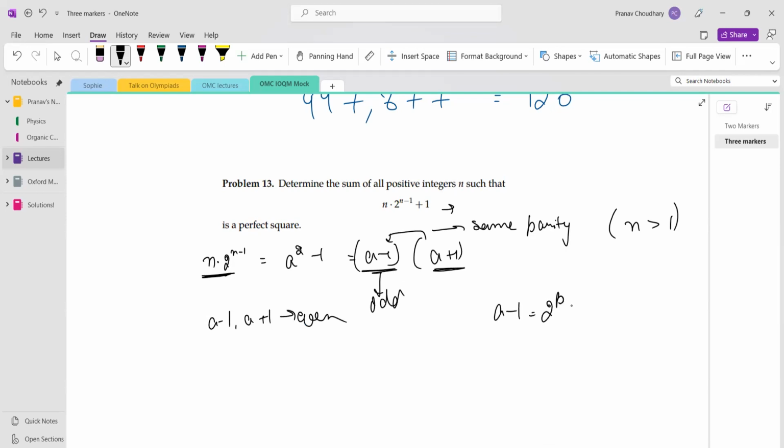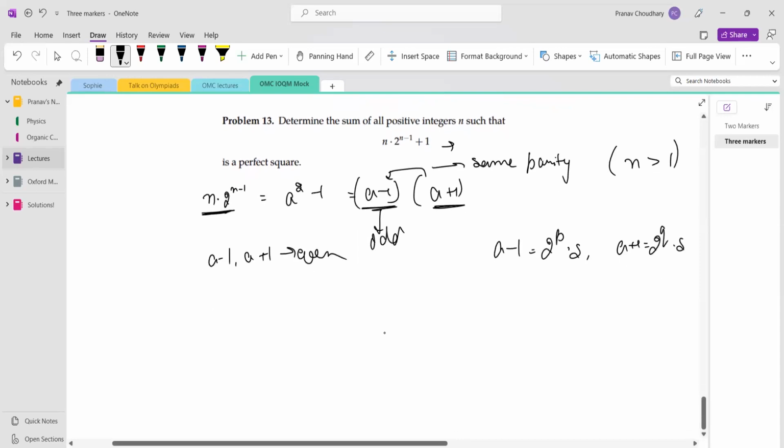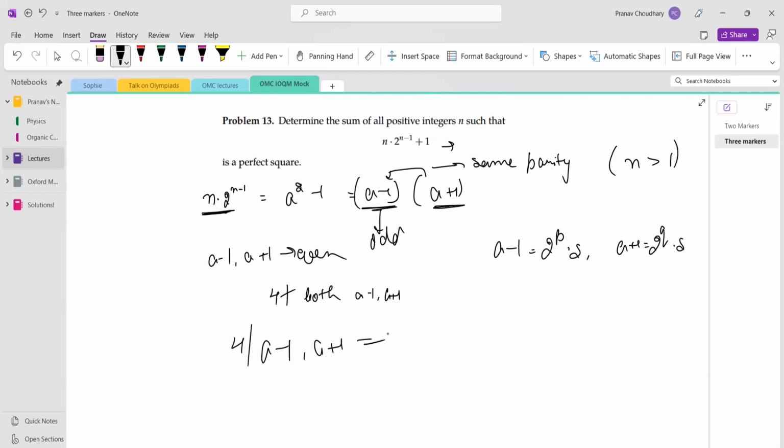So we can let a minus 1 as 2 to the power p times s and a plus 1 as 2 to the power q times s. This is sort of a well-known fact, or I think you should know this with enough practice, that 4 cannot divide both a minus 1 and a plus 1. The reason for this is, suppose 4 divides a minus 1, a plus 1. This implies 4 divides their sum. Okay, let's take the difference, a plus 1 minus a minus 1, which implies 4 divides 2, which implies 4 is less than or equal to 2, which is a contradiction.